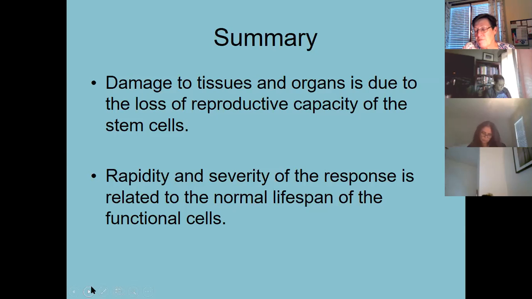Again, if the lifespan is very long, you won't see the effect for a long time, and it may be milder because the body has time to repair. If the cell lifespan is very short, then the body would not have time to repair, so you would have a more rapid and severe effect.